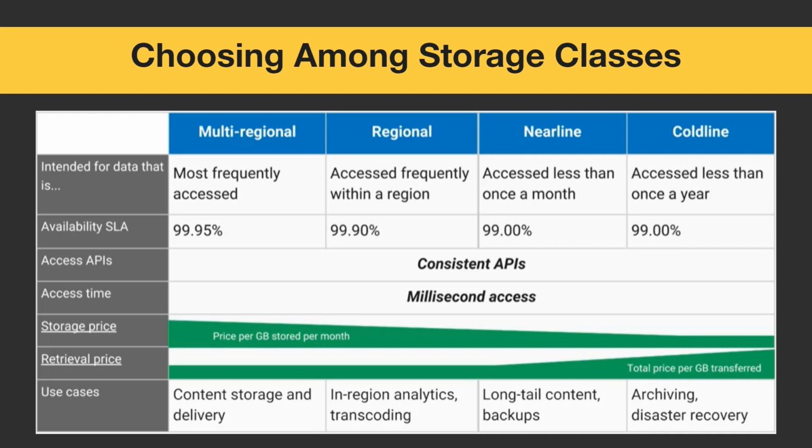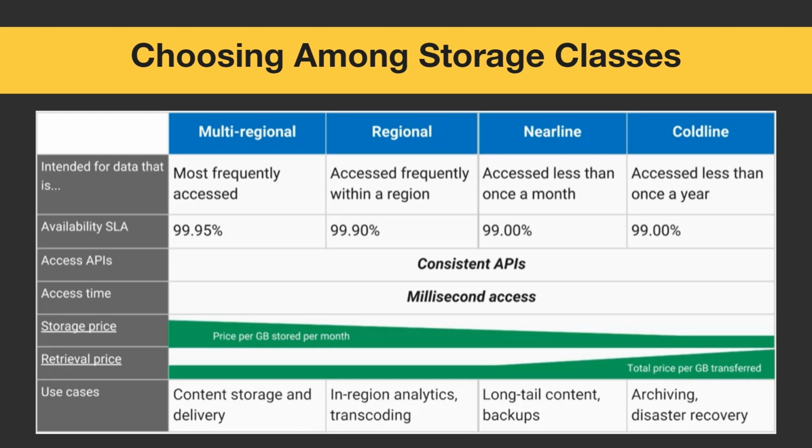Retrieval price is low because you can easily get the data, it is easily available, and the use case is content storage and delivery. If you have data like content or OTT platforms, like real-time videos and real-time objects, which customers get and put every minute or hour, the multi-region storage class is good for you. Now let's jump into the regional class.